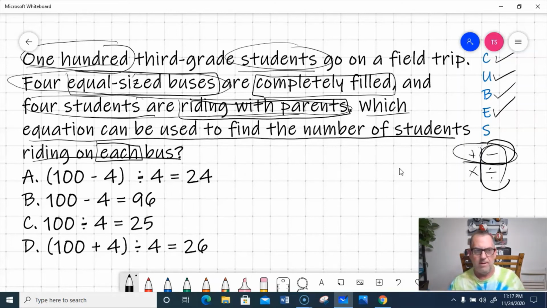So I have 100 students in the third grade, or 100 students going on the field trip. And of those 100, I have 4 that are riding with their parents. So it sounds like a subtraction problem. What is 100 minus 4?